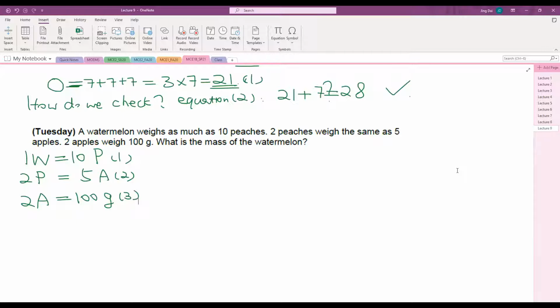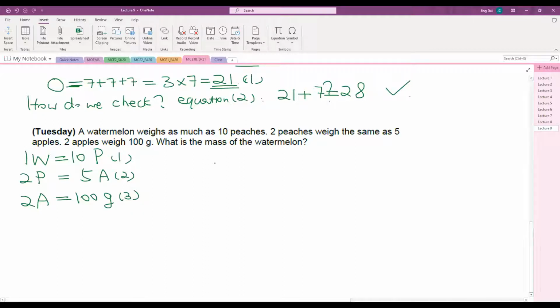Anyone else? Do you know how much one peach weighs? Yeah. How much does one peach weigh? Okay. So should we figure out apple first or peach first? Peach. We figure out peach first. Anyone has a better way of explaining this question? Darren, go ahead.